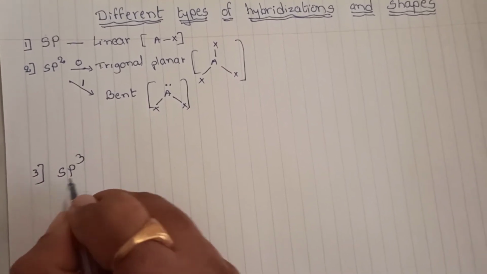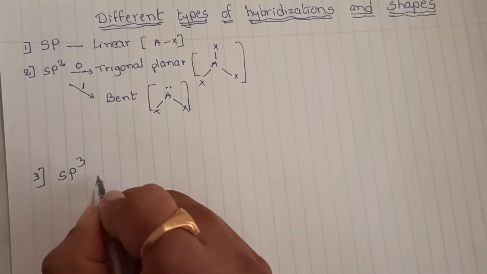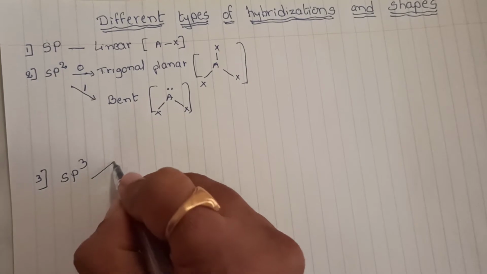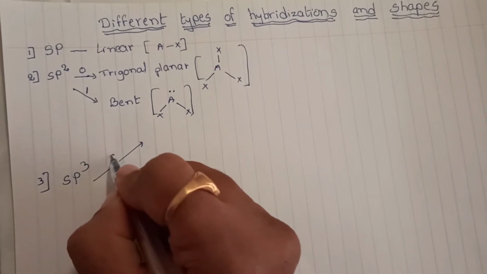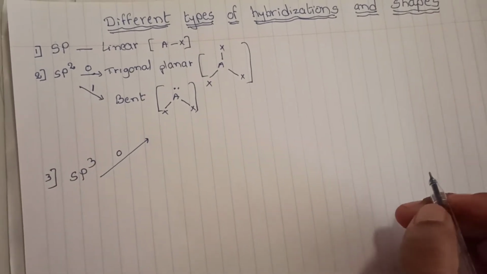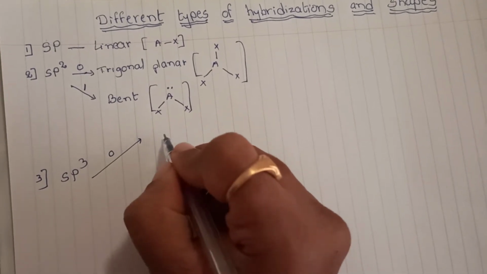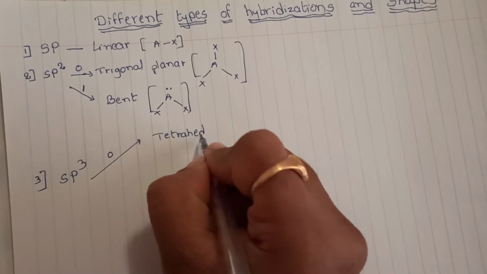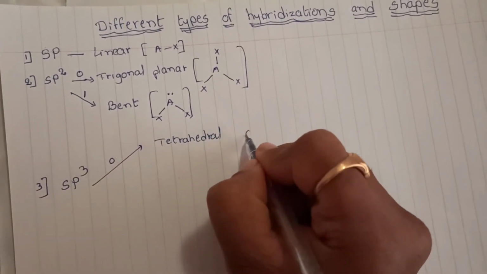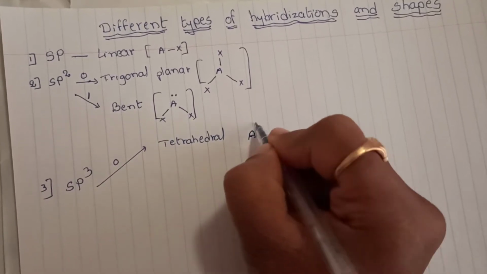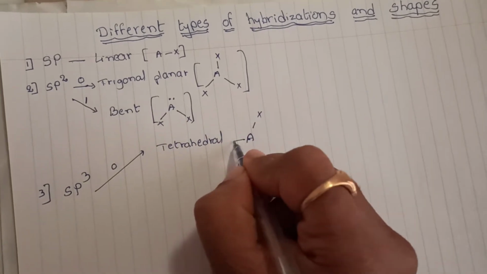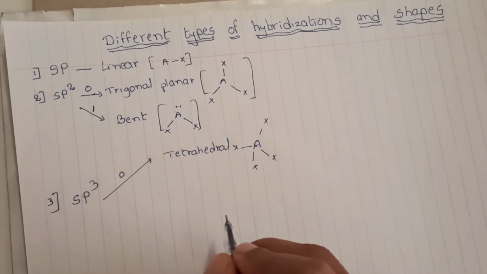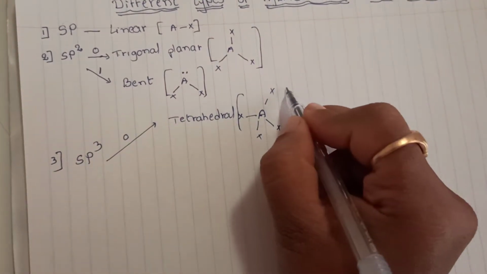Similarly, the third type of hybridization is sp3, which means one s orbital and 3 p orbitals undergo hybridization and give 4 sp3 hybrid orbitals. Whenever there is no lone pair on the central atom, we will get tetrahedral geometry. For example, you take methane. Methane is an example of a molecule which has tetrahedral geometry.